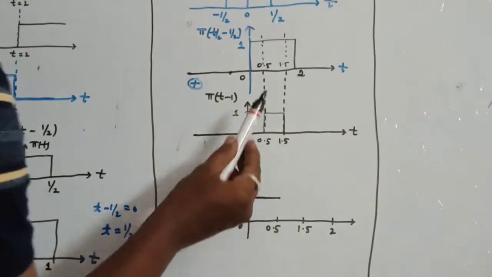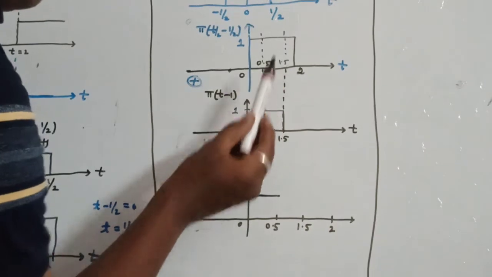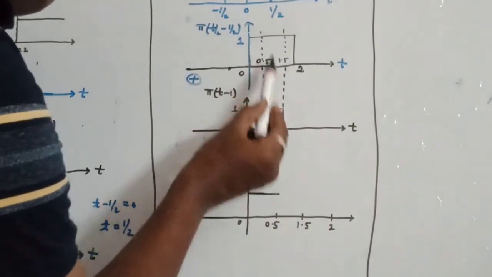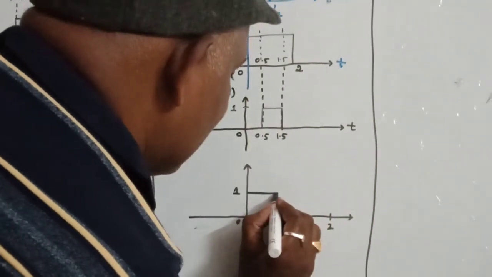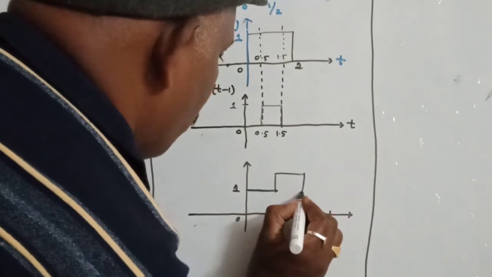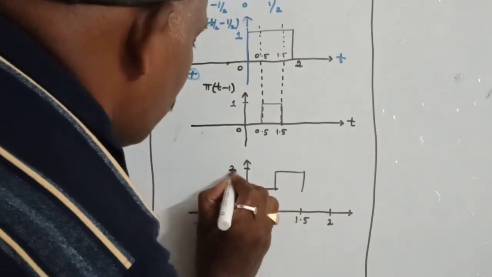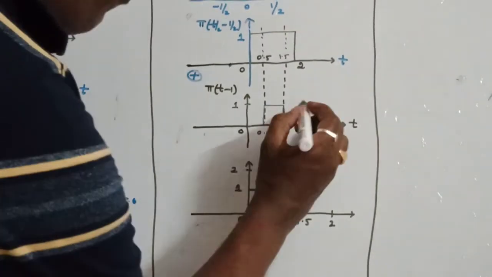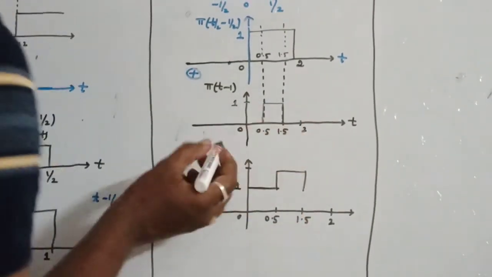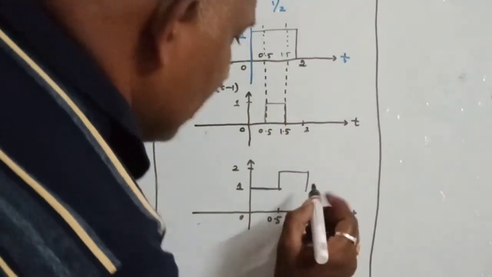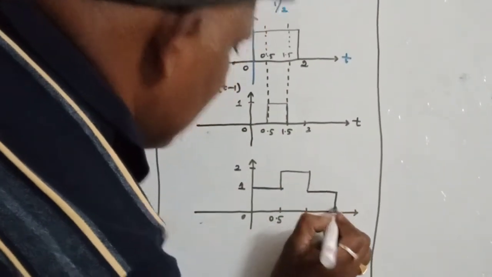During the interval 0.5 to 1.5, its amplitude is 1 and the other's amplitude is 1. 1 plus 1 will become 2. So during this interval 0.5 to 1.5, the amplitude changes to 2. During the interval 1.5 to 2, its amplitude is 1 and the other's amplitude is 0. 1 plus 0 is 1. So this is the answer.